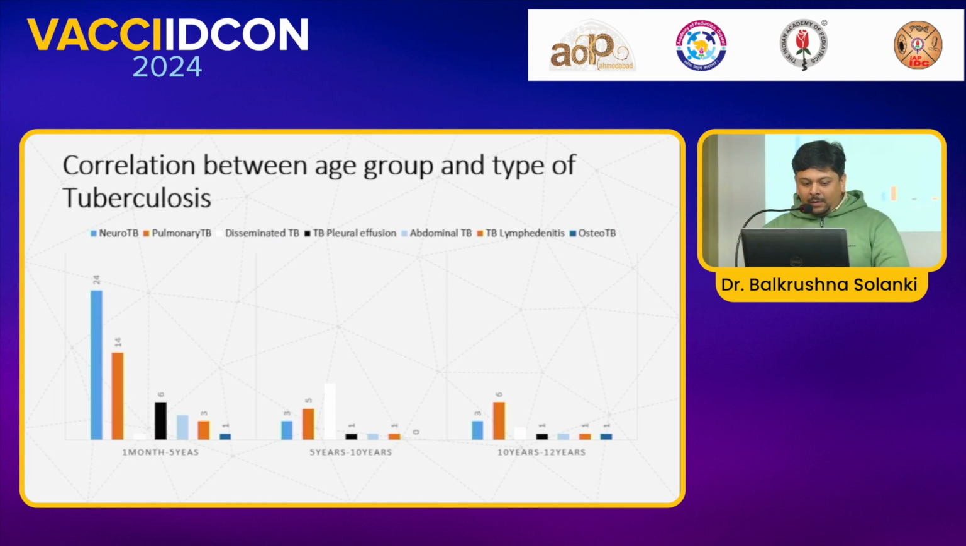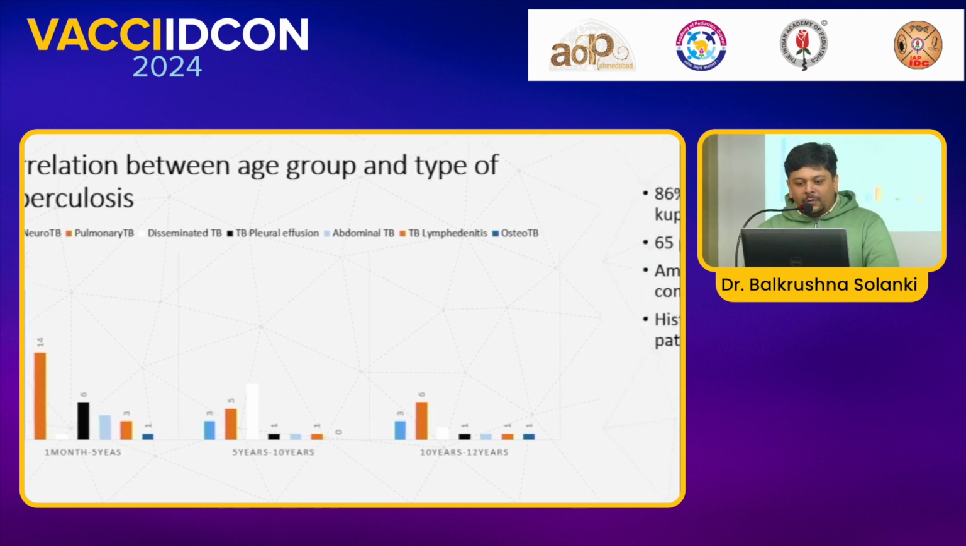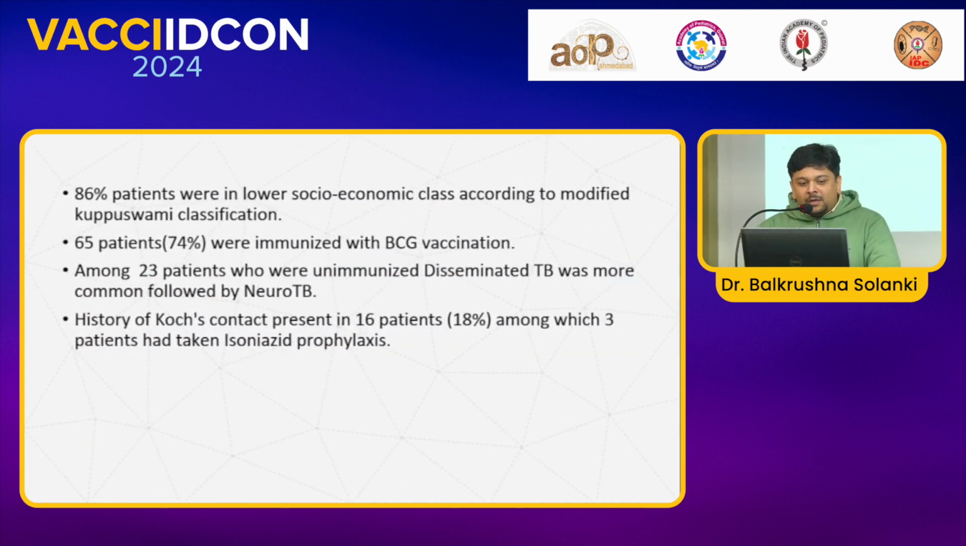Neurotuberculosis was found more common in age group 1 month to 5 years. Disseminated tuberculosis was found more common in 5 years to 10 years of age group. And pulmonary TB was most commonly found in 10 years to 12 years of age group. 86% patients were in lower socioeconomic class according to modified Kuppuswamy classification.